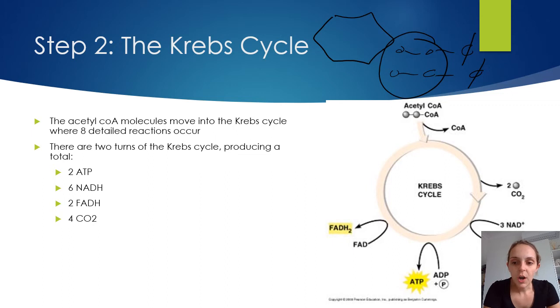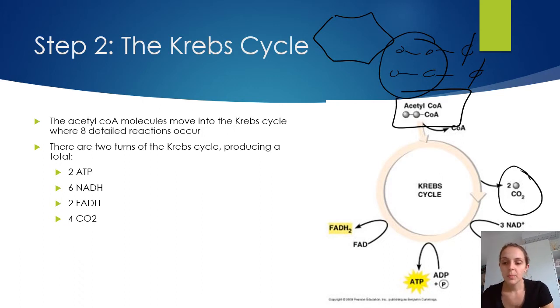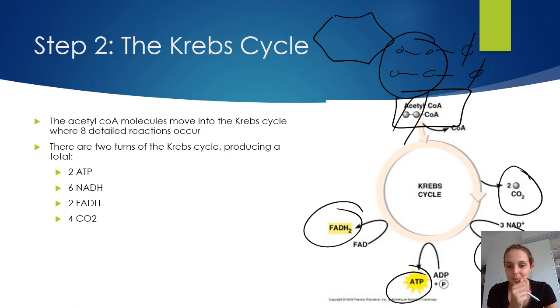So our acetyl-CoA is our starting reactant here. It does 2 laps, because there's 2 of them, it's going to lap twice. In the process, we're going to release 2 carbon dioxides because we're splitting our carbons apart. We're going to get 3 NADHs, 1 ATP, and 1 FAD.